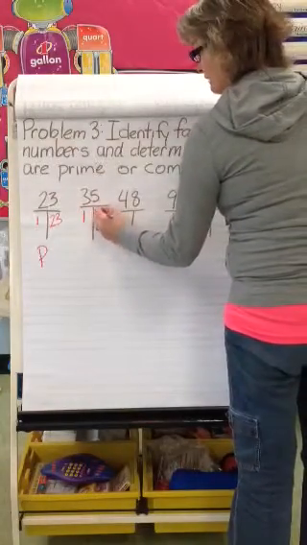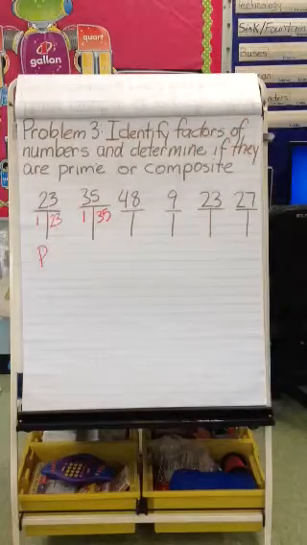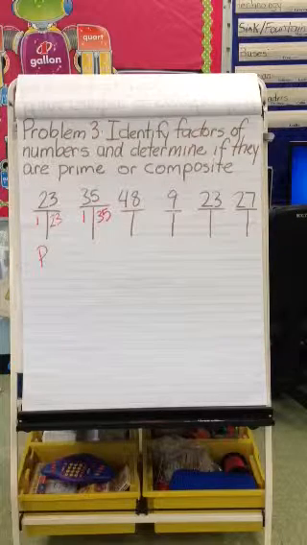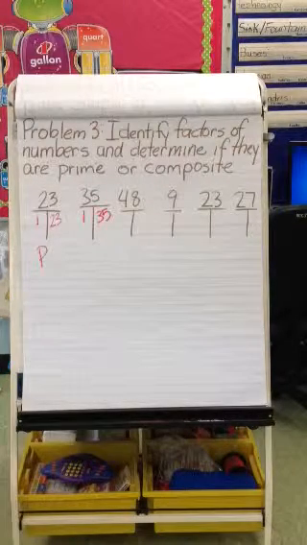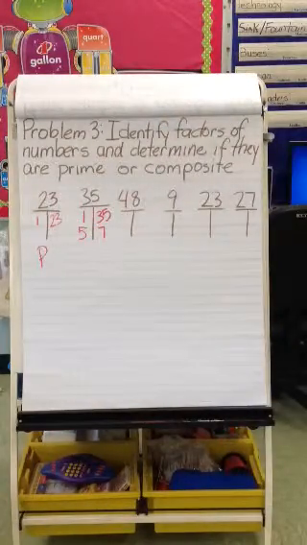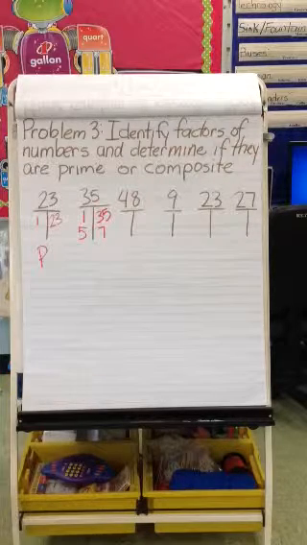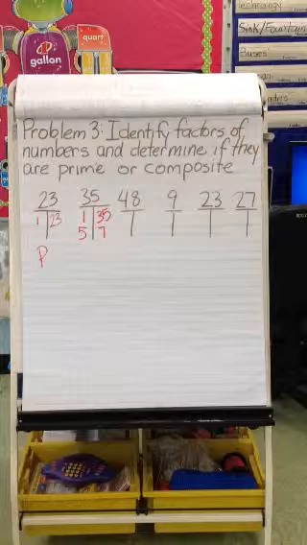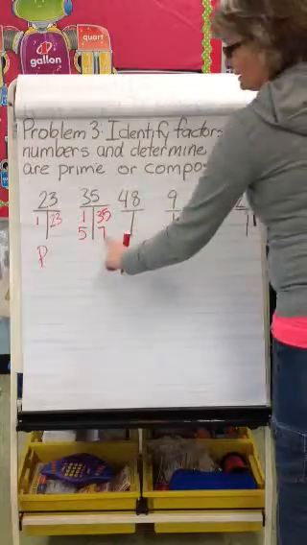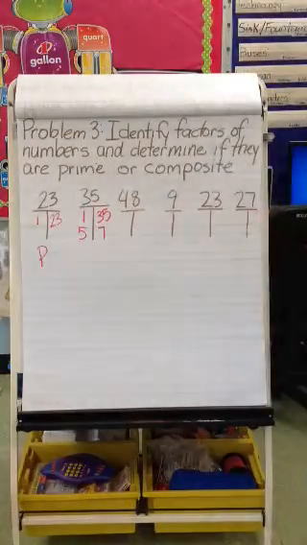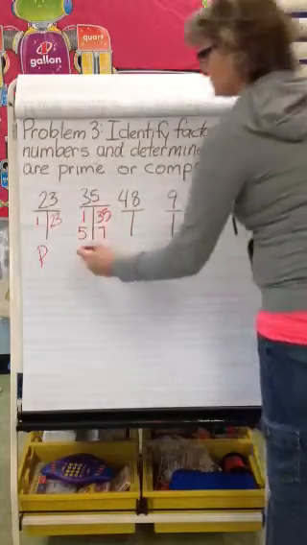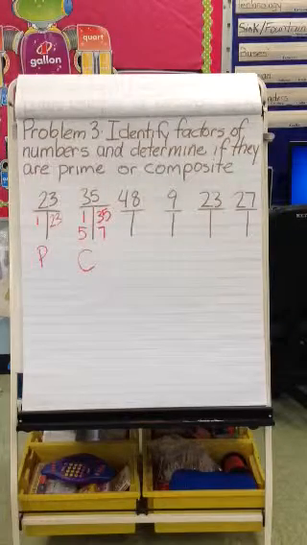35. 1 times 35. Is 2 times something 35? No. Is 3 times something 35? No. Is 4 times something 35? No. Is 5 times something 35? Yes. 5 times 7 is 35. Is 6 times something 35? No. Is 7 times something 35? Yes, 5. Notice, we're overlapping now. We have finished. So if we look, 35 has 1, 2, 3, 4 factors. That makes it composite.